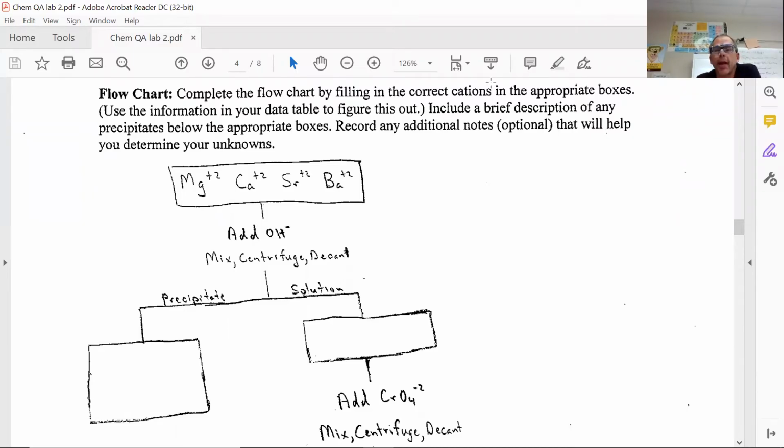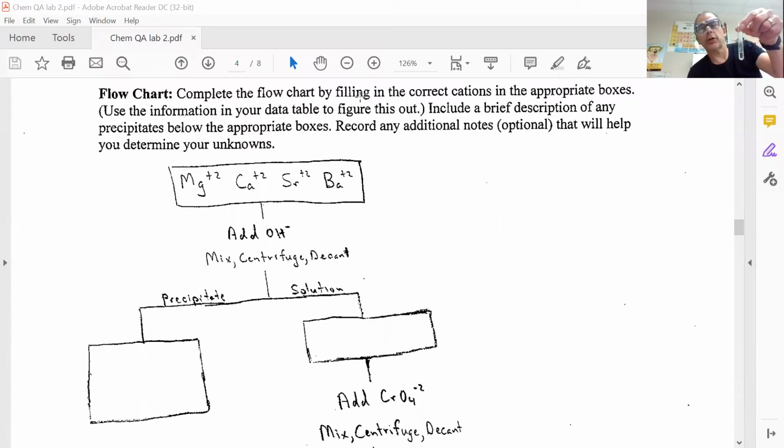Qualitative Analysis Lab 2, and this is unknown C, a cation. We have a test tube, and in it are these four possible ions. I don't know if you can see this right here, but it looks clear.